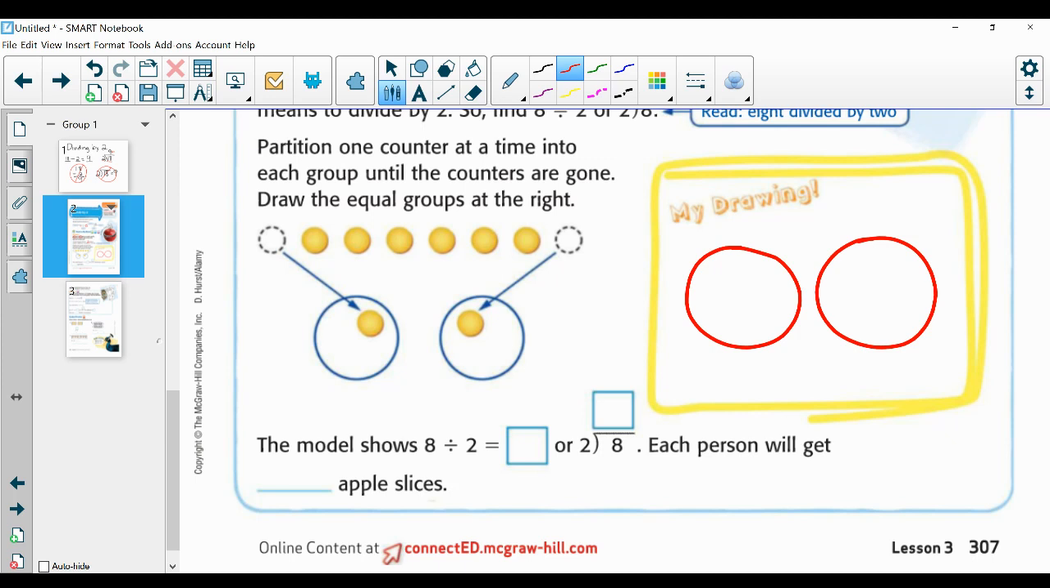So I'm going to do 1 for me, 1 for you, 1 for me, 1 for you, 1 for me, 1 for you. So I have 1, 2, 3, 4 right now, 5, 6, sorry, forgot to count, 7, 8. Okay, so that's 8 counters divided into 2 groups, which is 4.